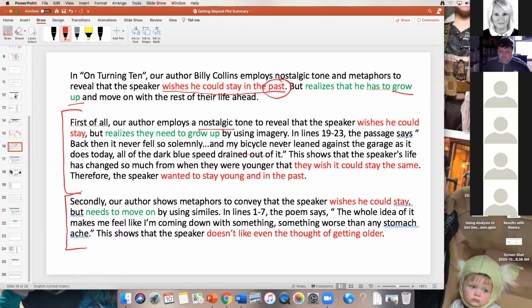In lines 1 through 7, the poem says, the whole idea of it makes me feel like I'm coming down with something worse than a stomach ache. This shows that the speaker doesn't like even the thought of getting older. This whole thing is repetitive. Because they start out with a summary, they have to summarize the rest of the time, okay?